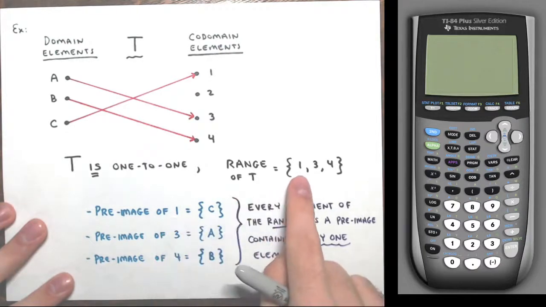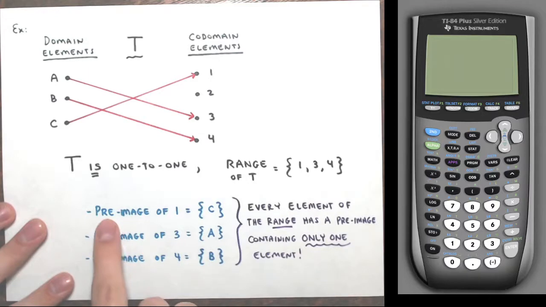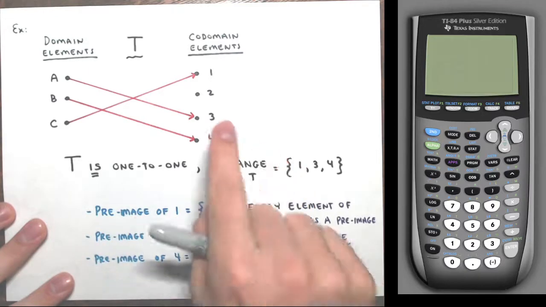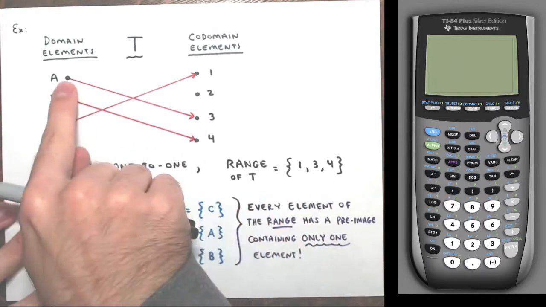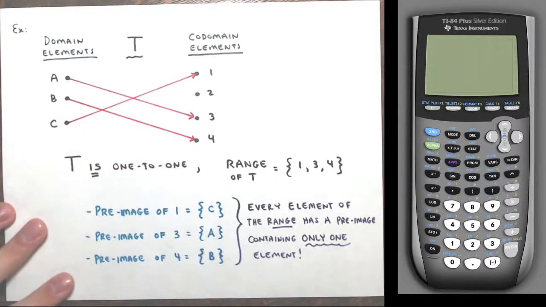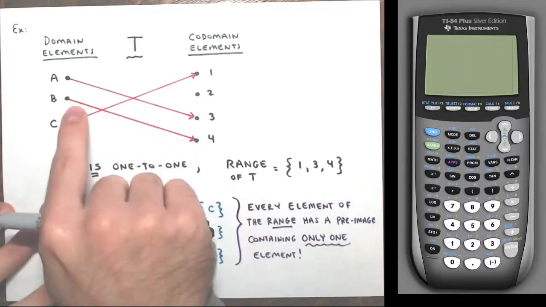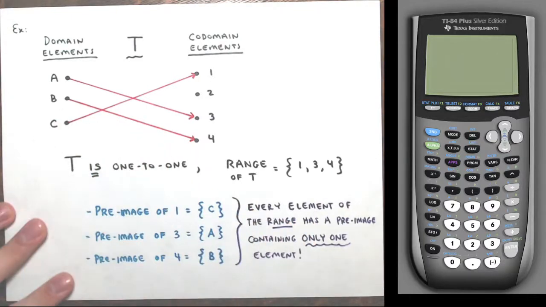So if you look at every element of the range here, the pre-image of 1, as I mentioned, was C, so it's the set with C in it. The pre-image of 3 is A, because 3 got mapped to by A. The pre-image of 4 from the range is the element B from the domain, the set with the element B, because 4 got mapped to by B.